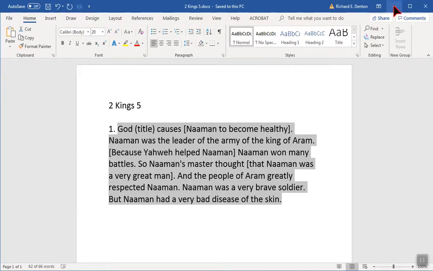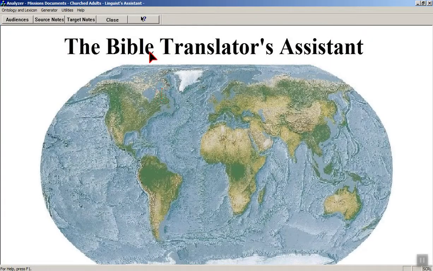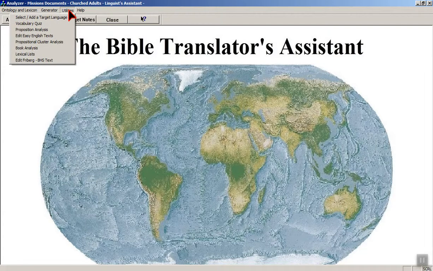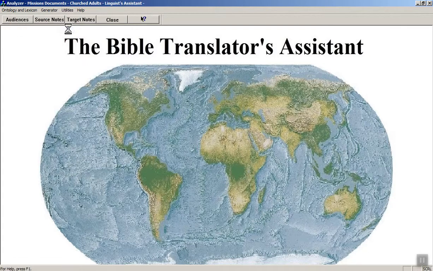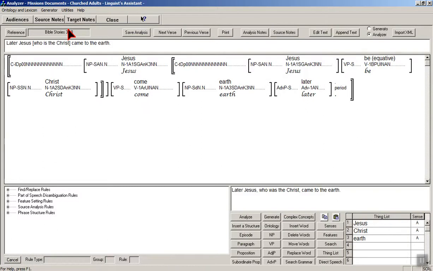Okay, so I have this text, and I am going to copy it, and I'm going to paste that into TBTA. So here's the TBTA program. Now I'm going to go to the place I want to go to, proposition analysis. So utilities and then proposition analysis.